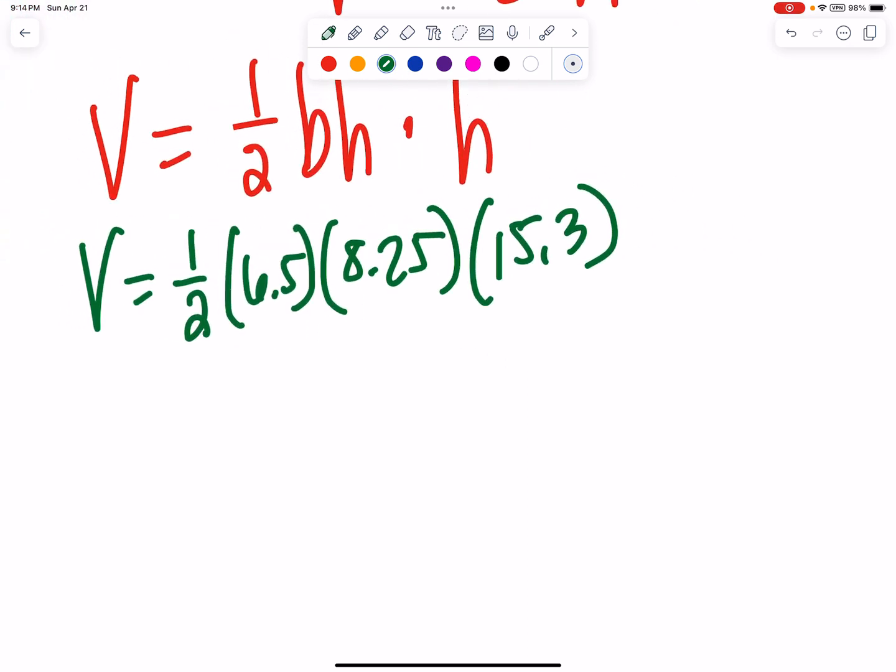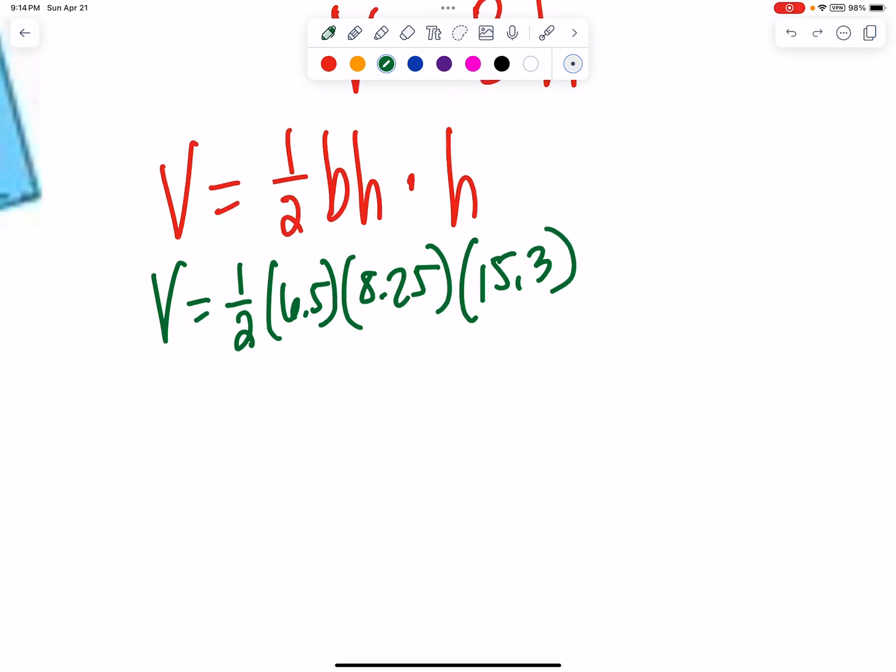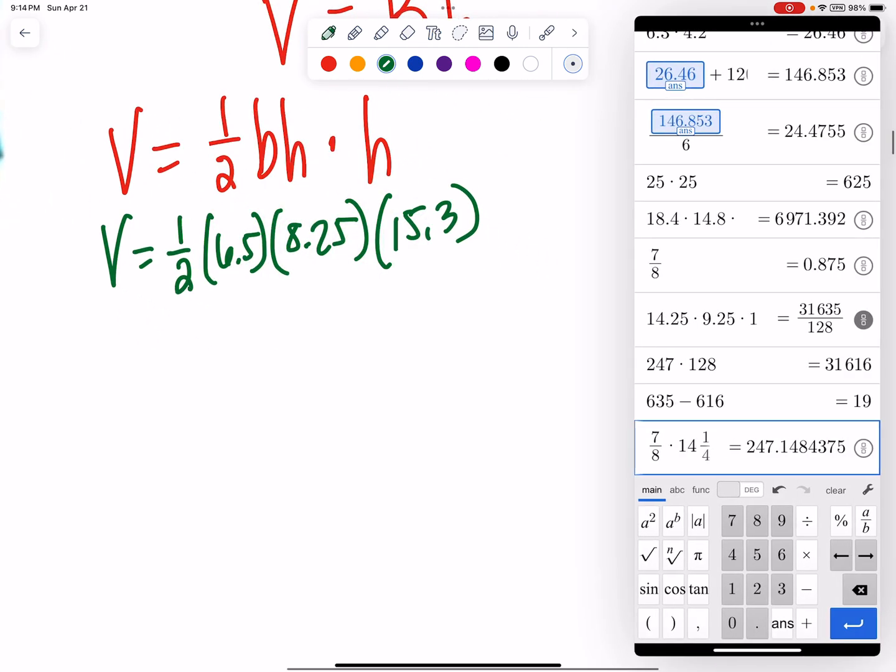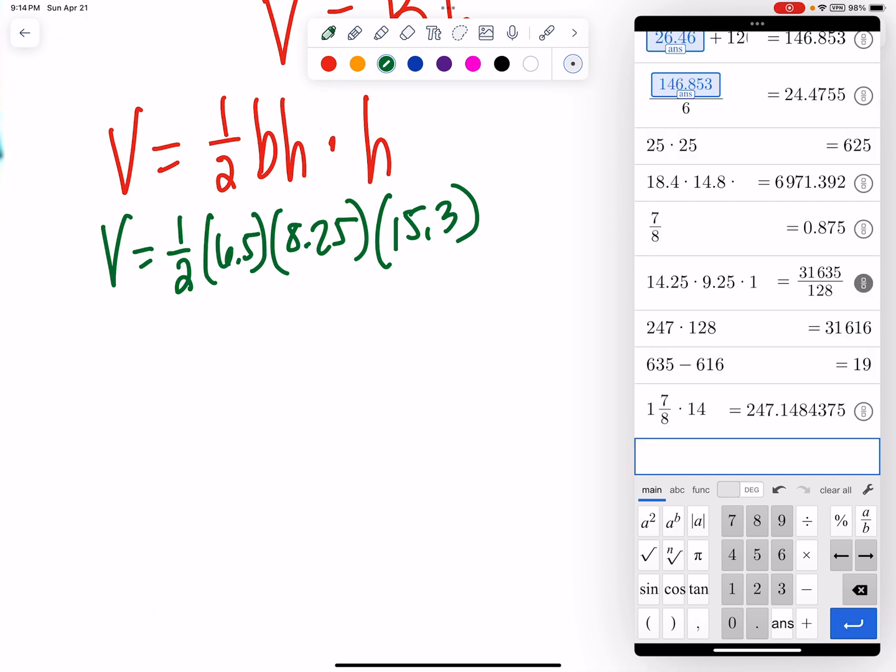We can also rewrite this. Sometimes you could do it just all of that divided by 2 instead of the 1/2. But however you want to officially tackle that is up to you. All right. So let's go ahead. I'm going to actually put in the 1/2 as 0.5. So we'll just do 0.5 times 6.5 times 8.25 times 15.3. And there we go with our official answer.